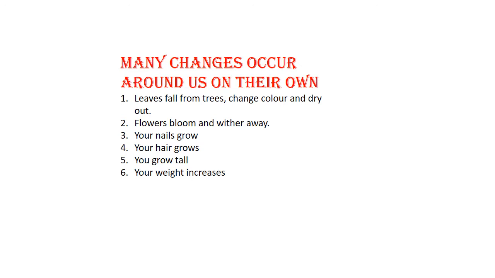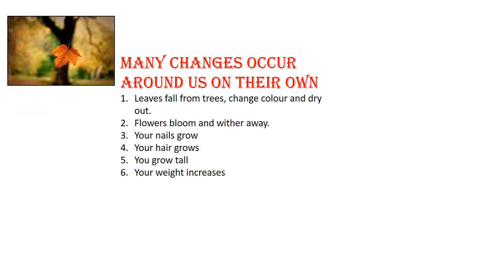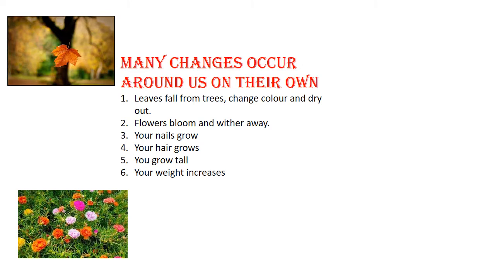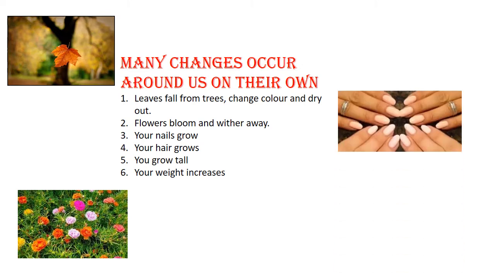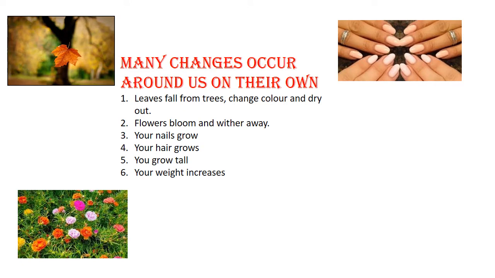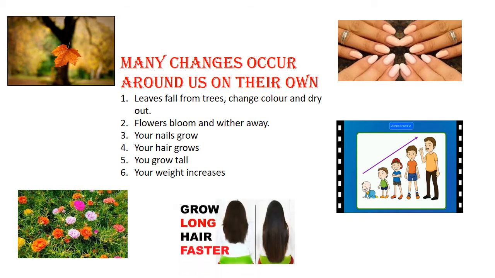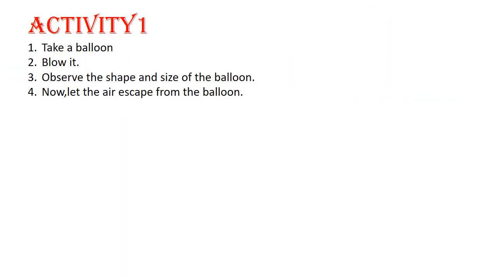So, many changes occur around us on their own. Leaves fall from the trees, change color, and they dry out. Flowers bloom and wither away. Your nails grow. Your hair grows. You grow tall, right? Your weight increases, which can happen. So all these are the things which you can see.